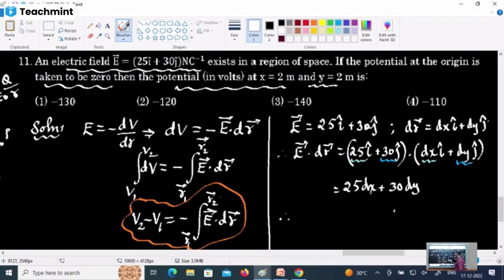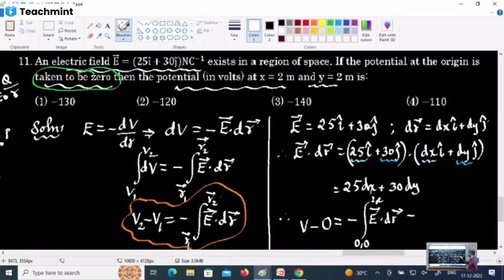Which points are they? V1 means initial point, the origin, and V2 means final point. So the final point as a potential V, we have to find out. Initial point as a potential 0. He has said the potential at the origin is taken to be 0. So 0 is equal to negative of integral of E dot dr between 0, 0 to 2, 2.